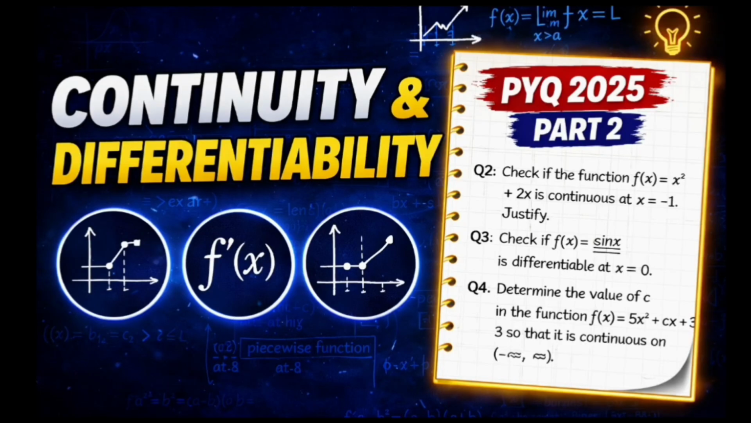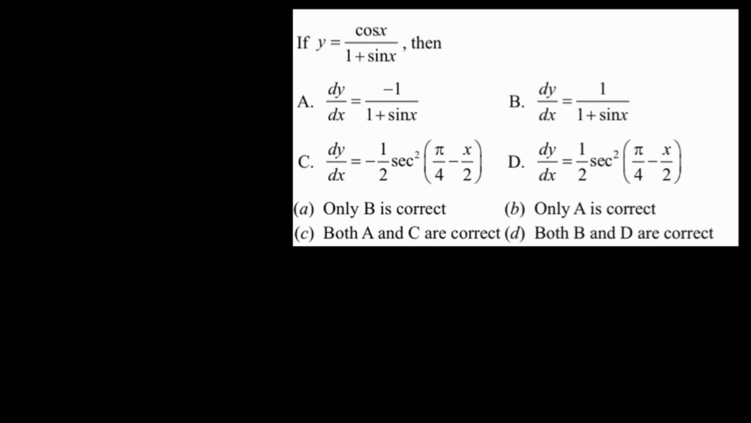Today we will be solving a few more questions from the 2025 PYQ on the continuity and differentiability topic. If y is given, we have to find its derivative. So how do we find the derivative? If y is given, dy by dx will be, first we differentiate the numerator.